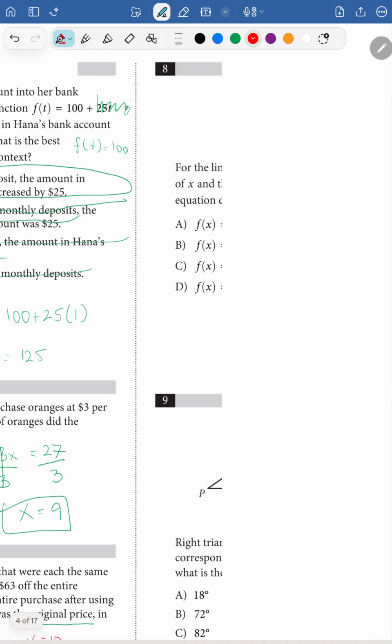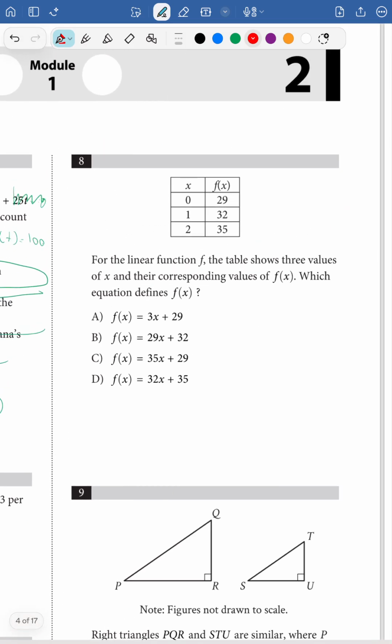Question 8. For the linear function f, the table shows 3 values of x and their corresponding values f of x. Which equation defines f of x? In this question, we are given a really good hint that allows us to get rid of 2 answers. We are given the y-intercept. The y-intercept is the value of f of x when x is equal to 0.